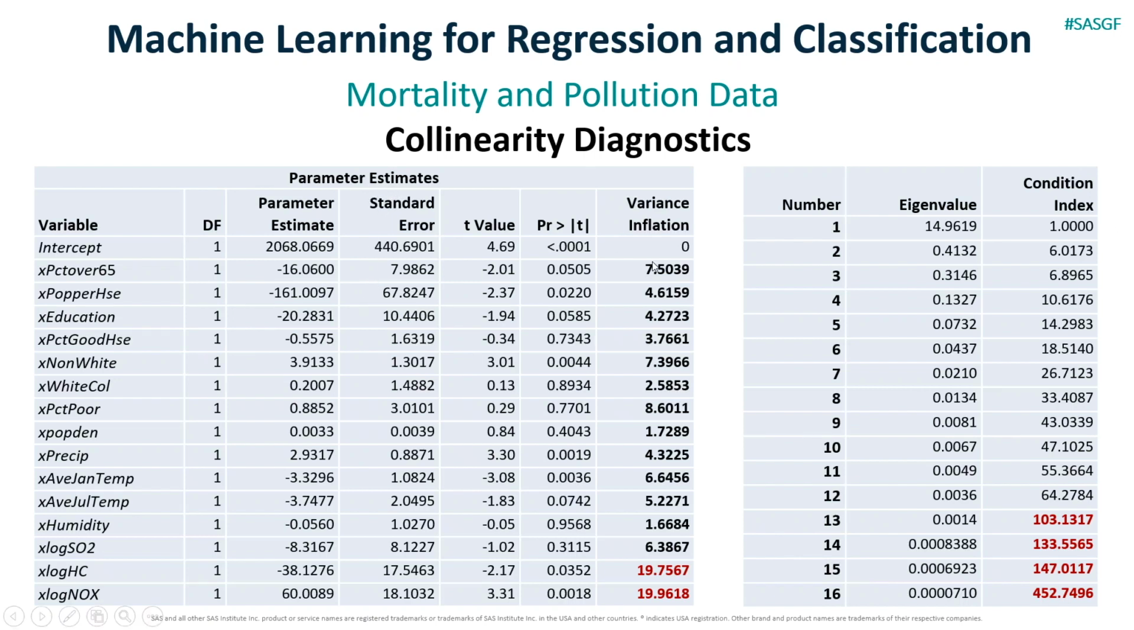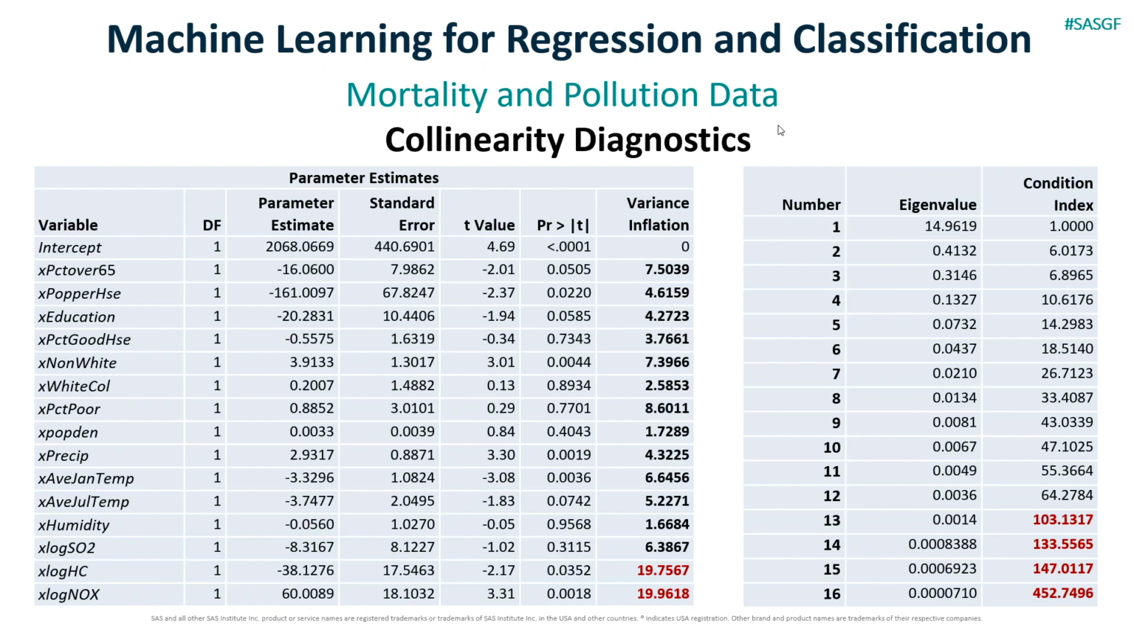And so here are the collinearity diagnostics and the parameter estimates and so on. As I look down here, I see most of the variance inflation factors are not too bad until I get to the last two, for the log of hydrocarbons and the log of nitrous oxide, and they're up around 20. And if I come over to the condition indices, they're sort of gradually increasing, but then seem to start jumping after about 12 variables to 103, 133, 147, and then a huge jump up to 452. So it's evident that there's some collinearity within these data.